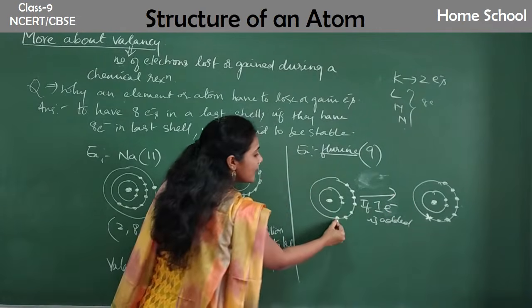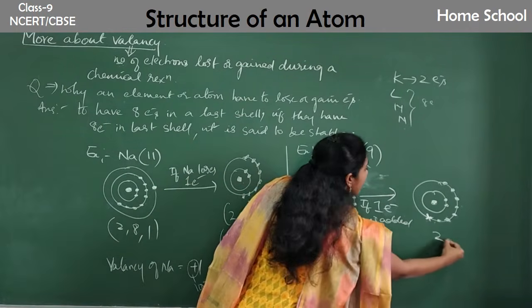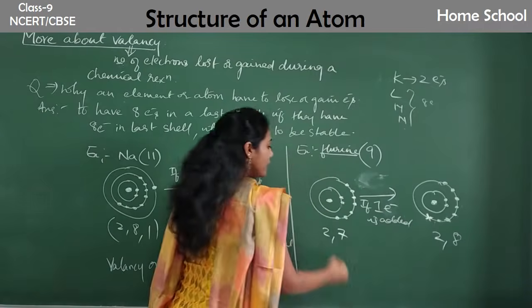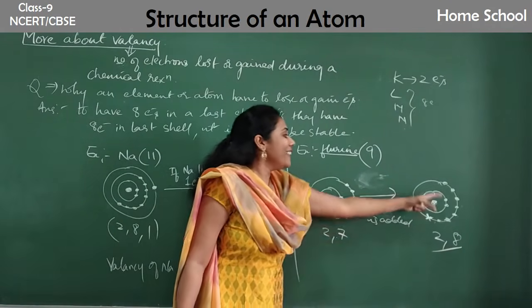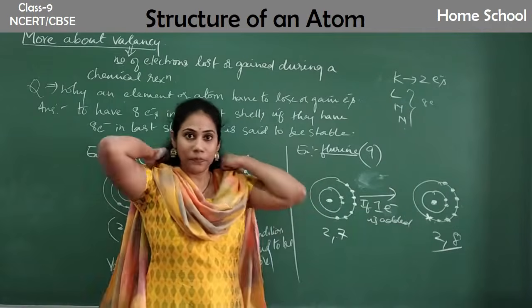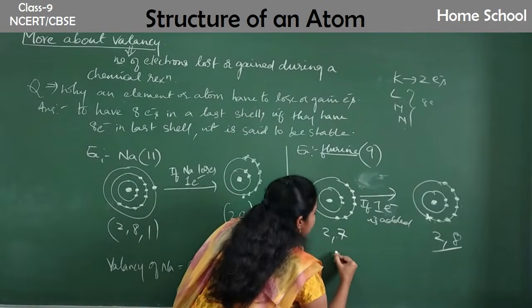So previously, what is the electronic configuration, guys? 2, 7. Now what is the electronic configuration? 2, 8. Which is more stable? This is more stable, no? So fluorine always likes to gain an electron. So I say fluorine's valency is -1.